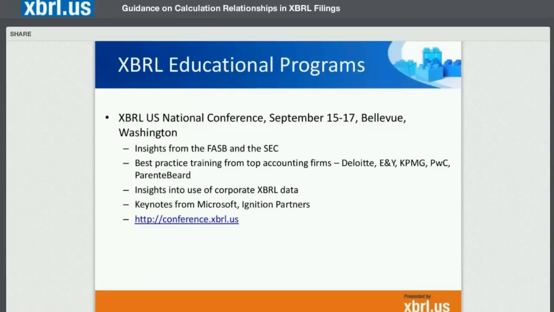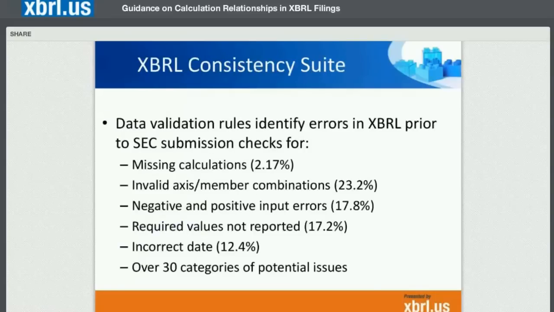And then finally, I wanted to speak briefly about some other tools that are available to you, including the XBRL Consistency Suite, which is a set of over 15,000 data validation rules to identify errors. They pick up issues such as missing calculations, which comprises about 2% of all errors, invalid axis member combinations, which is one of the biggest problems that we're seeing in filings today at 23%, negative and positive input errors, which is actually a little bit higher at 18%, required values that are not reported, and incorrect dates. So there are over 30 categories of potential issues, and the Consistency Suite is designed to provide a comprehensive, consistent check of certain types of errors. It won't catch every error in your filing, but it will catch many of them and help you create better quality data.